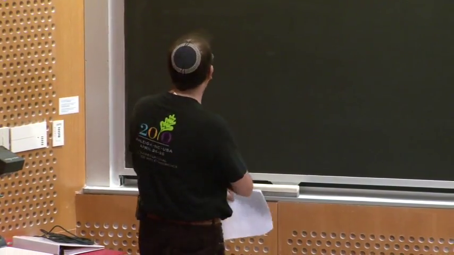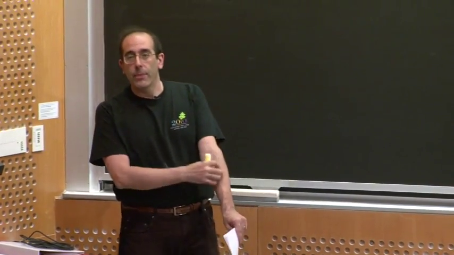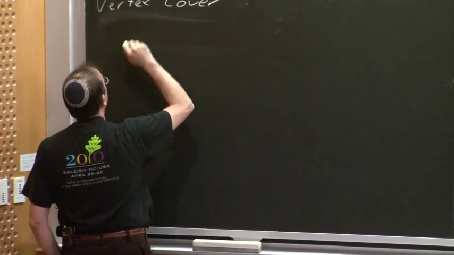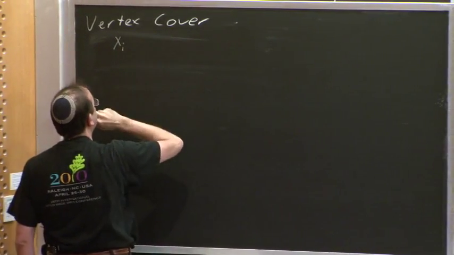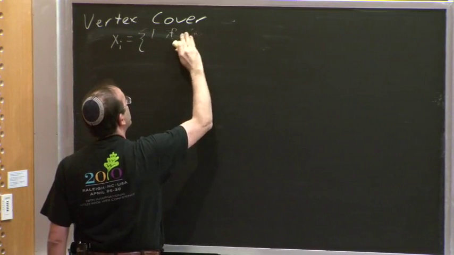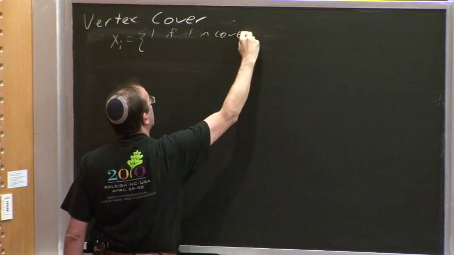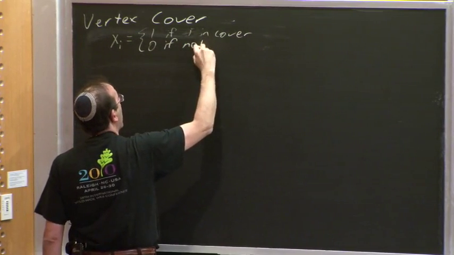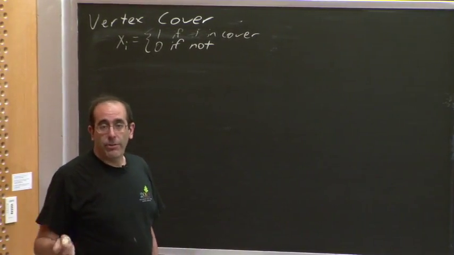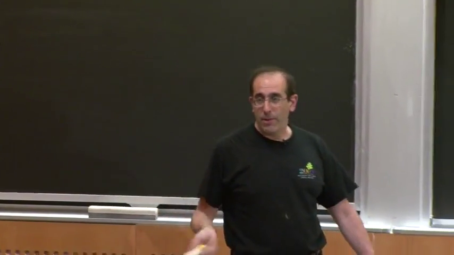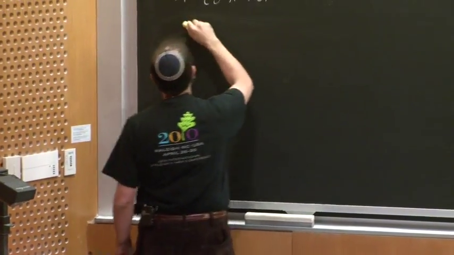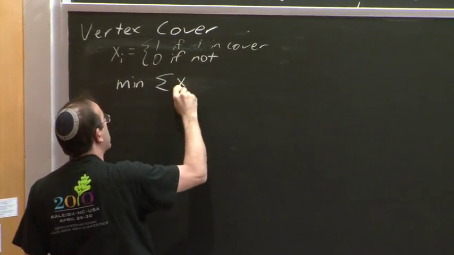So let's write down a linear program that captures this problem, or that starts to capture this problem. I'm going to write a bunch of variables, xi. Xi is going to be equal to 1 if I choose i, if i is in the cover, and 0 if it's not. So if I have these variables, how can I write down the size? What would be a formula for the size of the vertex cover? The sum of the xi's. So my goal is going to be to minimize the sum of the xi's.